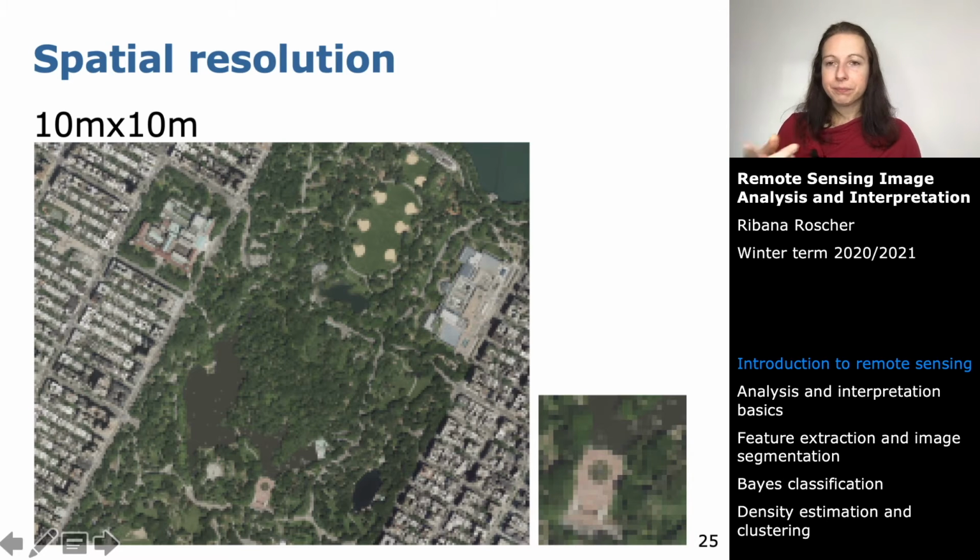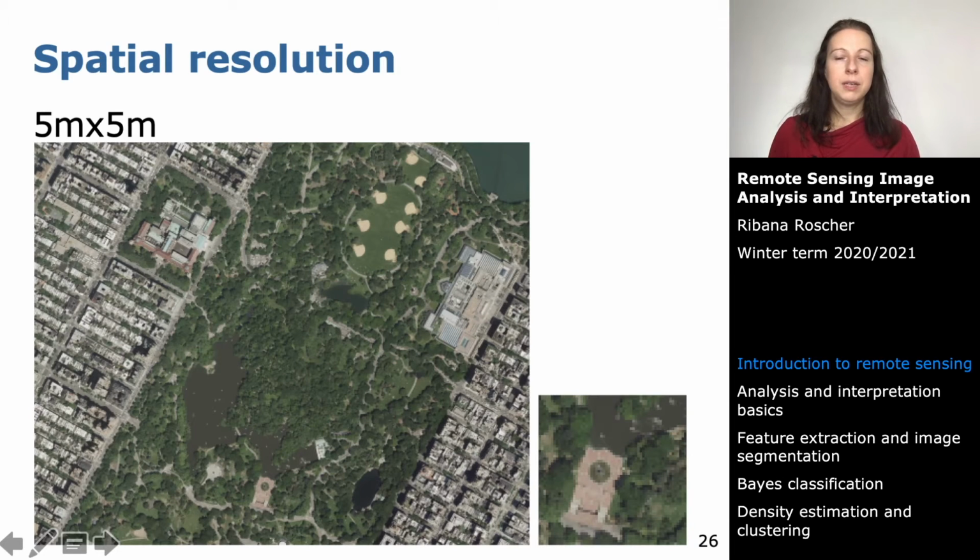The bigger image on the left looks quite good, but if you zoom in and have a look at the detail, I give an example on the right side, you will see that it still does not give a lot of details. But if you go down to 5 times 5 meters, it's okay. You can start to see little boats on the lake.